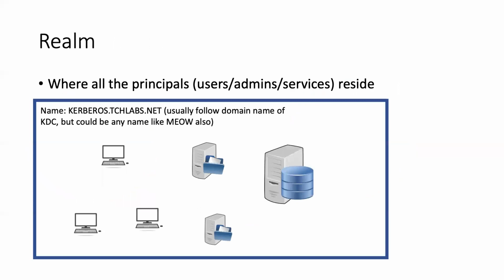You'll see a couple of terms that appear throughout this video. One is called realm, and the realm is basically the entire setup, where all the principals reside. The principals are the clients, the users, the admins and the services, basically all the agents there are. You'll also come across the realm name, which is basically a name to identify a realm. You can call it anything as long as the entire realm agrees upon it. Usually people follow the DNS of the KDC, the domain name, but you can call it any other thing. In this case we'll be calling it meow.